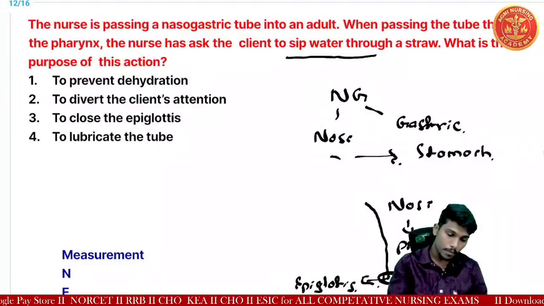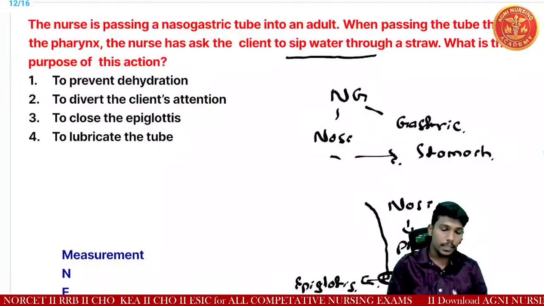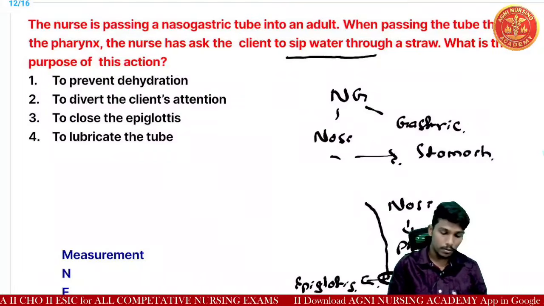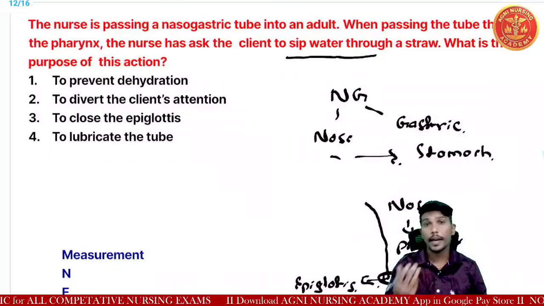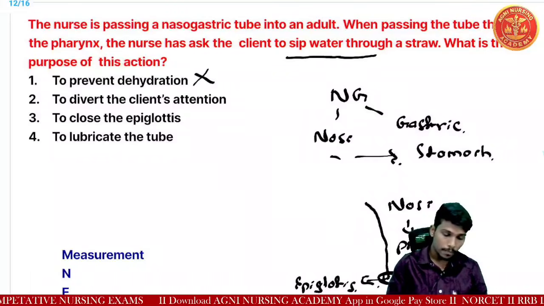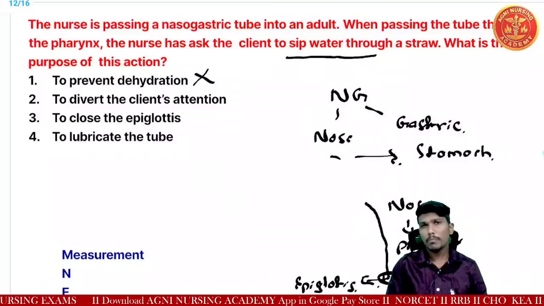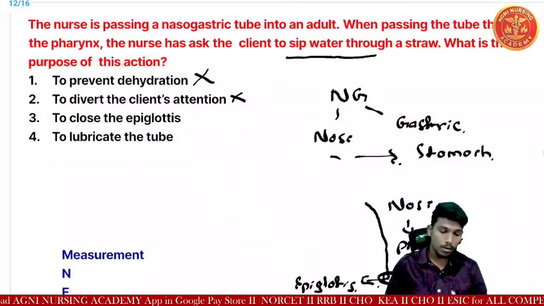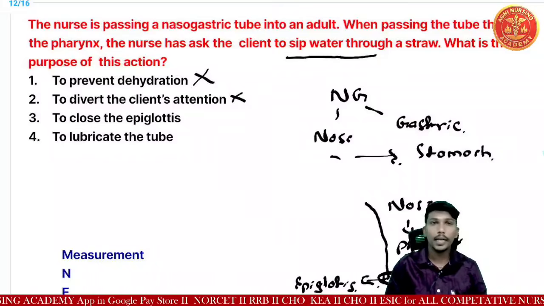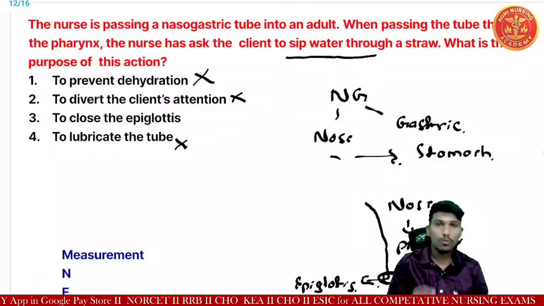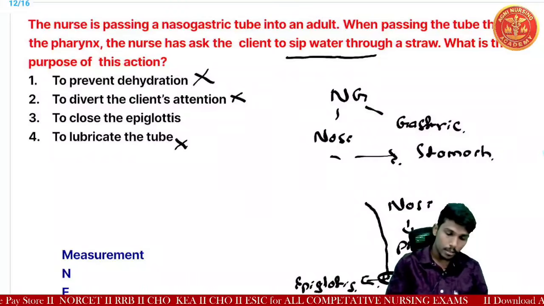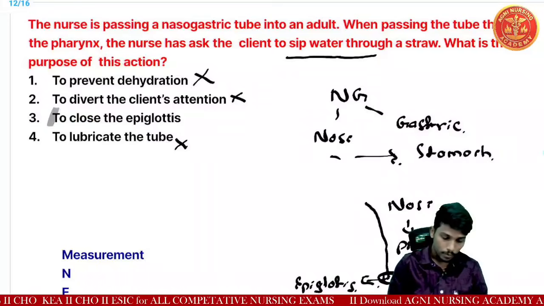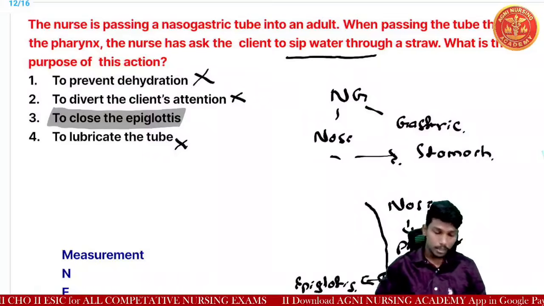Then coming to the options. First one, to prevent dehydration. She is giving a sip of water, but there is no treatment for dehydration through this. We are doing the procedure, not the dehydration treatment, so this is a wrong answer. Then, divert the client's attention. It may be, but it's not the strong reason, so this is also wrong. Then, to lubricate the tube. This is also wrong, because we have to lubricate the tube before insertion. The answer to this question is close the epiglottis, option C.